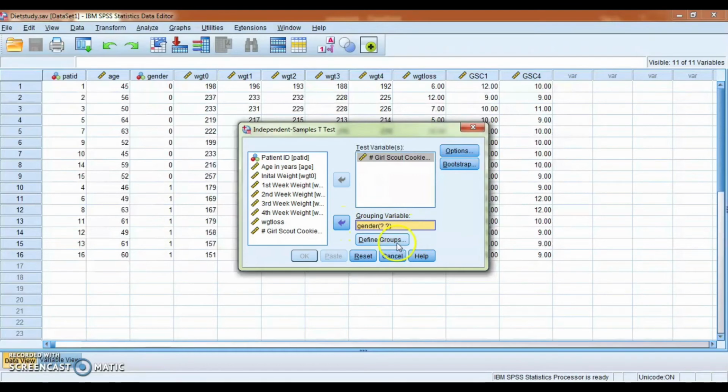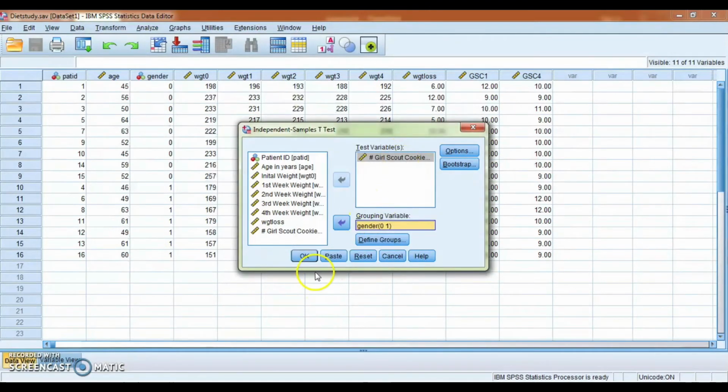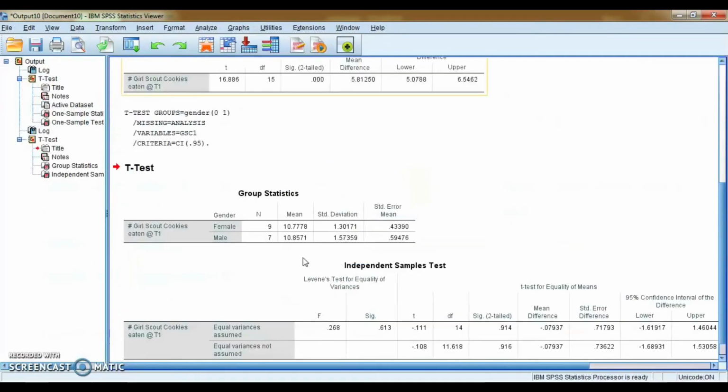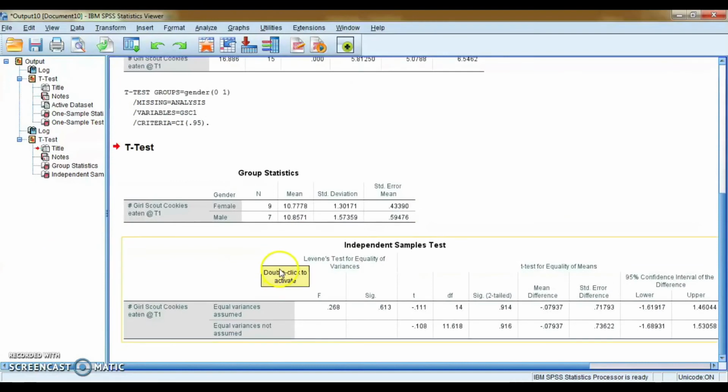Now at this point you'll have to do something a little different. Click on Define Groups, and you'll have to label the two groups as they are labeled in SPSS. So, we labeled females, as you can see here, females are going to be 0, and males are going to be 1. So I'll enter 0 for females here, and 1 for males here. And click Continue. So that's going to compare those two groups on the number of Girl Scout cookies that they eat. Very simple. Let's click OK. And we have our results here.